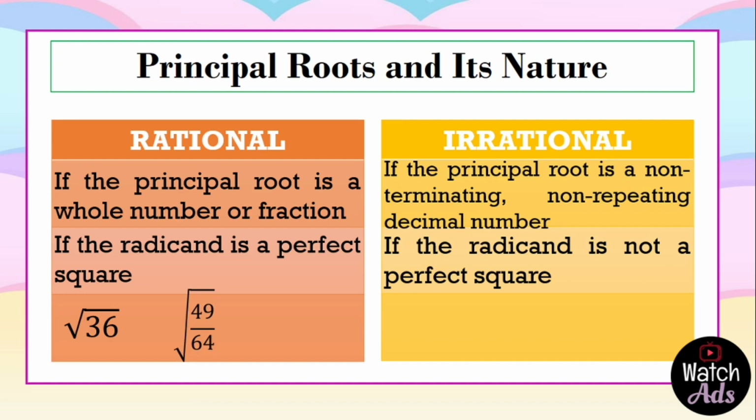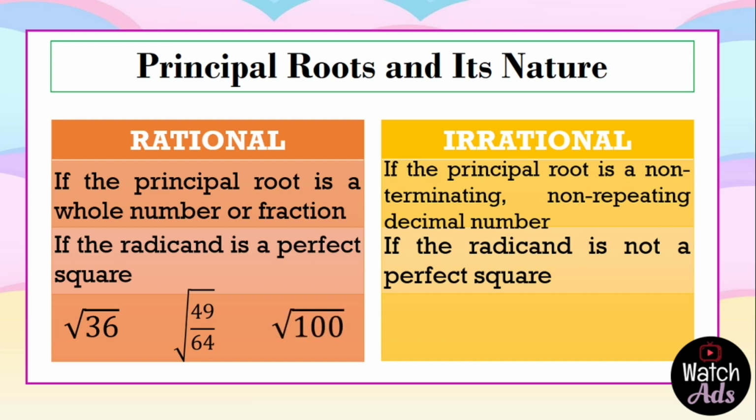To identify if a radical that is a fraction is rational or irrational, you check if the numerator is a perfect square, and if the denominator is a perfect square, then it will be rational. In this example, 49 is a perfect square, and 64 is a perfect square. We have our principal root. The square root of 49 over 64 is equal to 7 over 8, therefore rational.